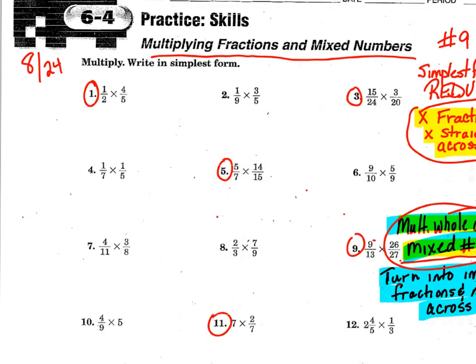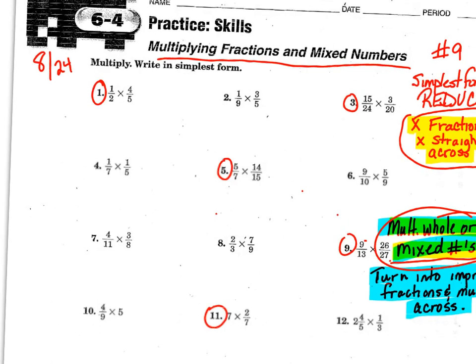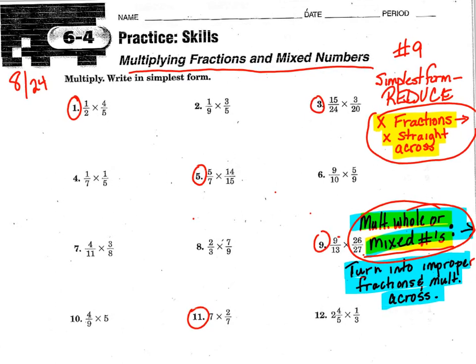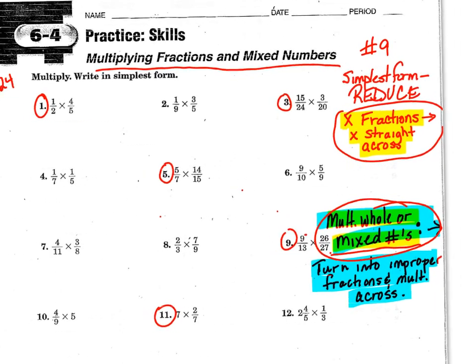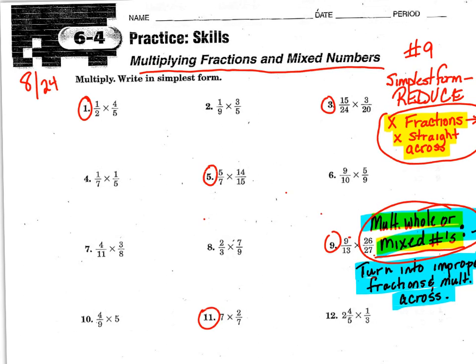So it says 1/2 times 4/5. The rule is going to be to multiply your fractions straight across. You're going to multiply across the numerators, and you're going to multiply across the denominators, okay? And it says simplest form. Remember what simplest form means? It means to reduce.